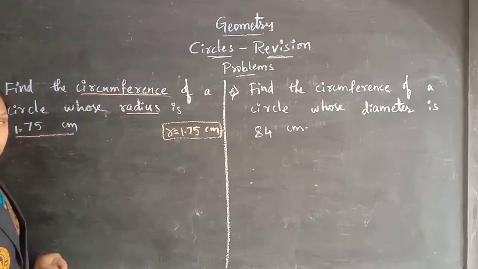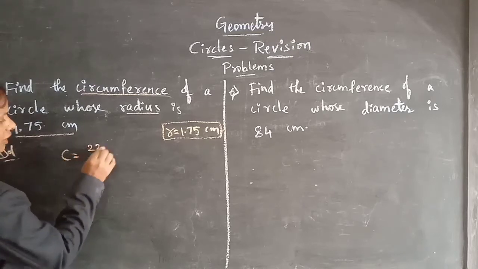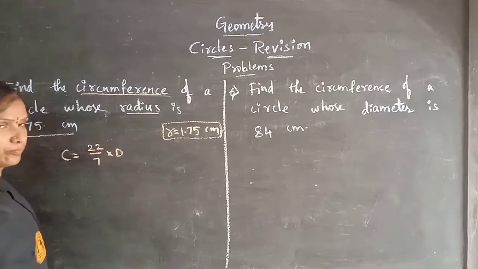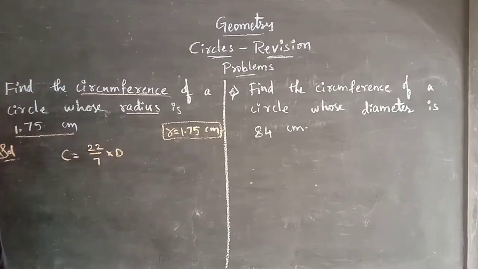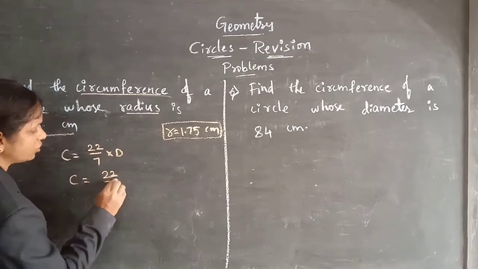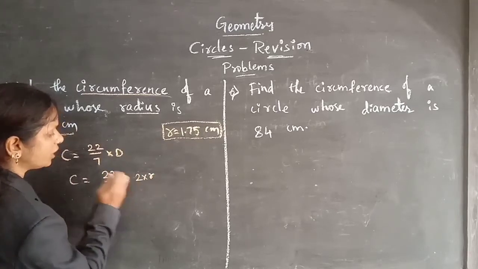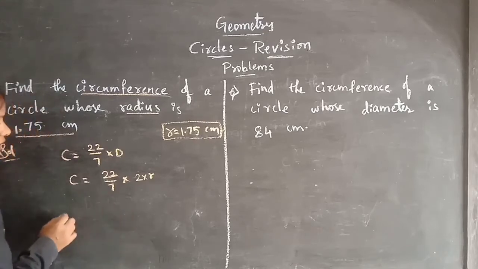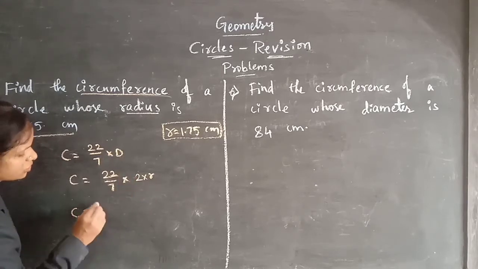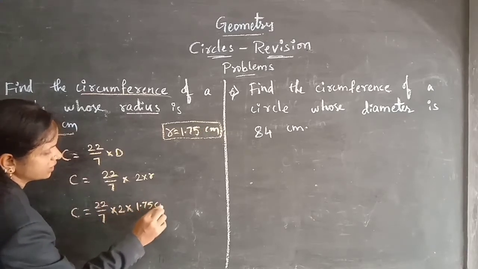Now, what is the formula based on circumference and radius? Circumference is equal to 22 by 7 into diameter. But they have given the radius value in the question, so we can write the diameter in terms of radius. Circumference is equal to 22 by 7 and diameter is 2 into radius. Instead of diameter I am taking 2 into radius, as we previously learned, children. Now I know the radius value, so I can substitute it. So circumference is equal to 22 by 7 into 2 into 1.75 centimeters.